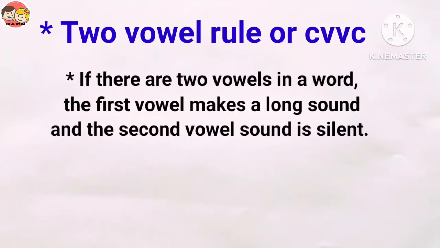Let's move on to the next rule. It is called the two vowel rule, or CVVC. It means if there are two vowels in a word, the first vowel makes a long sound, meaning the letter itself, and the second vowel sound is silent.